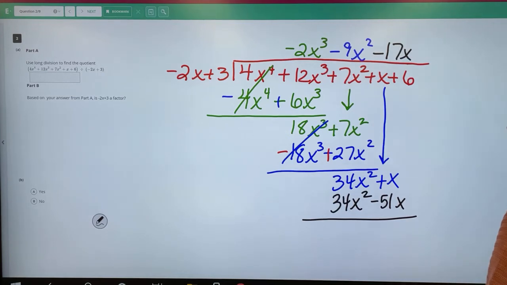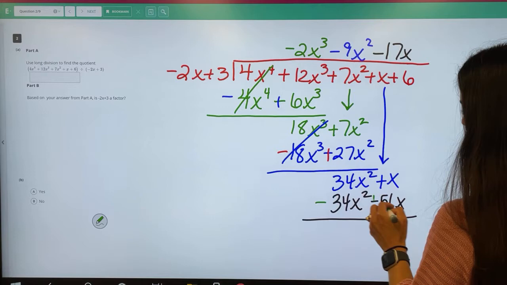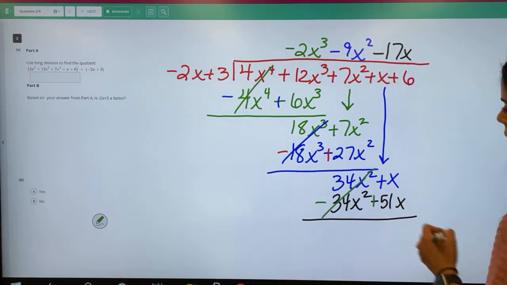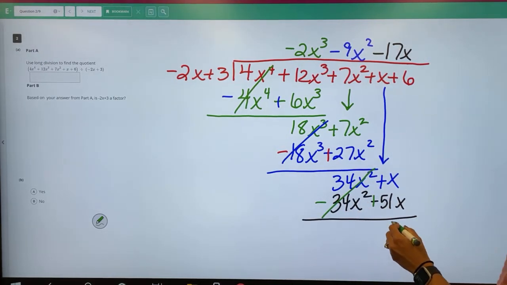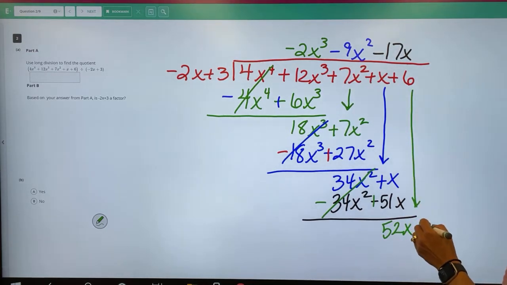And then we have to do the sign change. So minus plus, okay? These will cancel. X plus 51x is 52x. Bring down the positive 6 and do it one more time.